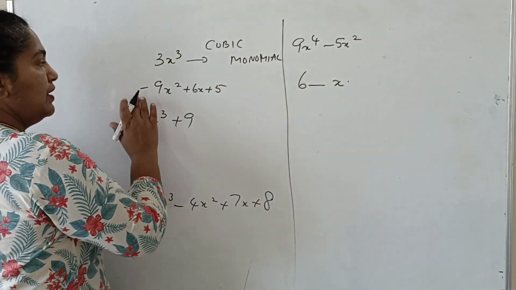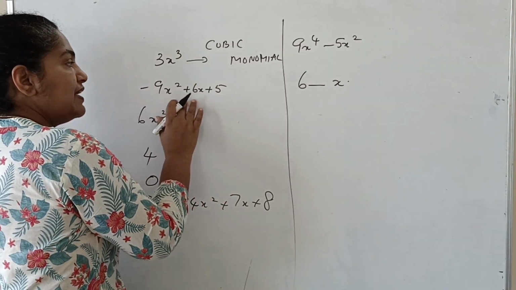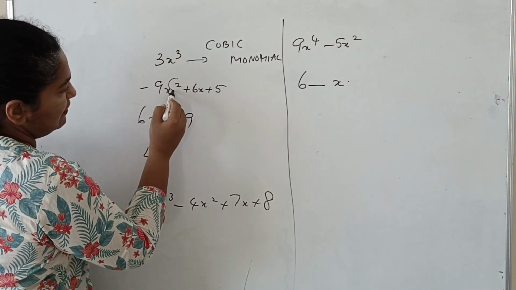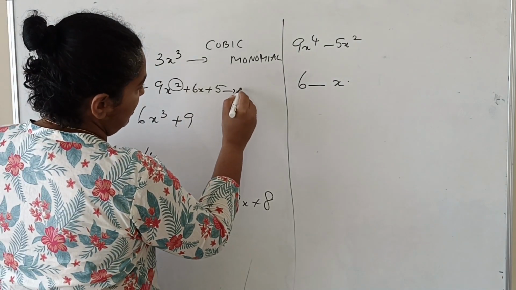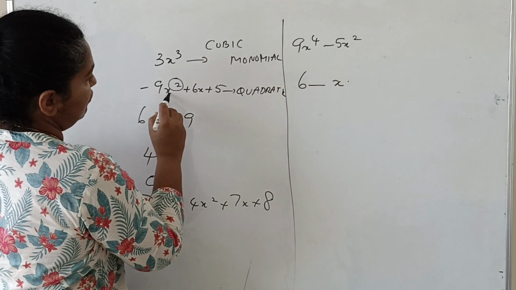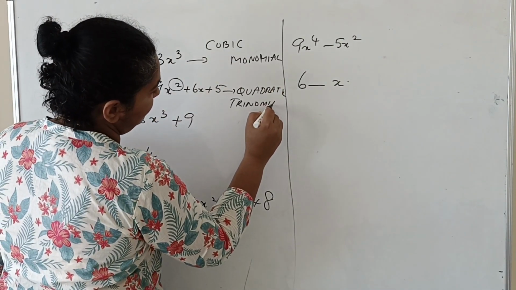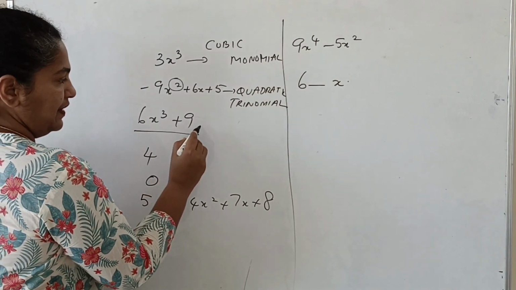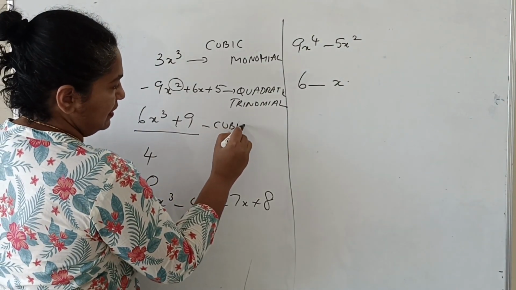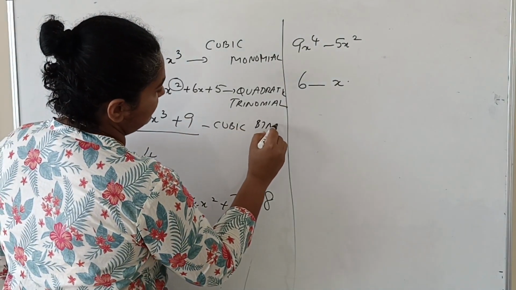Okay. Now, in this case, first we identify the degree. What is the degree of this particular polynomial? You can see that it's a polynomial of degree 2, which is a quadratic. How many terms are there? 1, 2, 3. It is a quadratic trinomial. This one, degree is 3, number of terms is 2, cubic binomial.